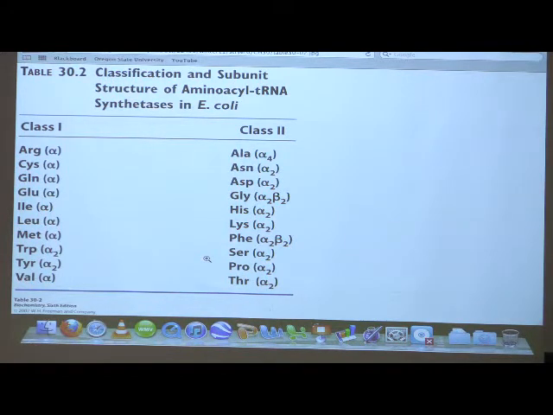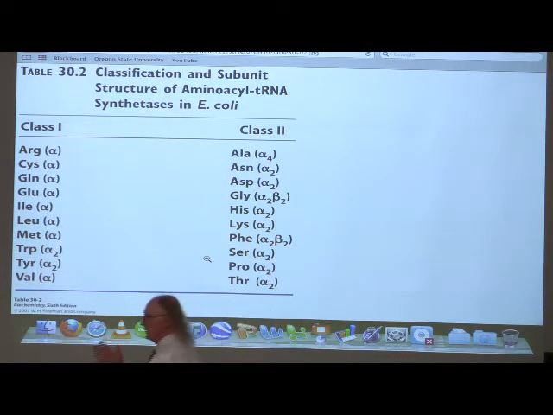That very last base has a ribose sticking out there. That ribose has a 2' hydroxyl and it has a 3' hydroxyl. And it turns out that the two classes of enzymes put the amino acid onto different hydroxyls. Class 1, which you see over here, and no, you don't need to know which ones are in which class, puts the amino acid onto the 2' end of the A. Class 2, not surprisingly, puts the amino acid onto the 3' end of the A.